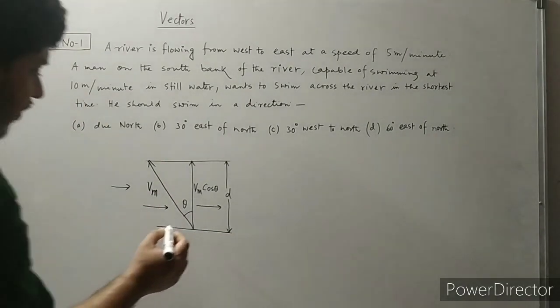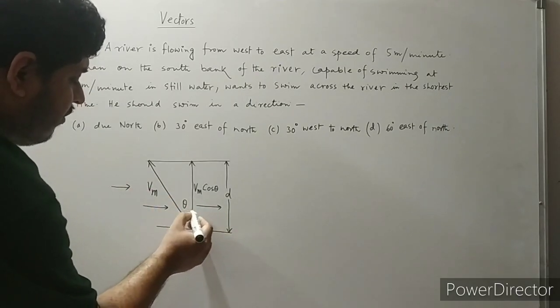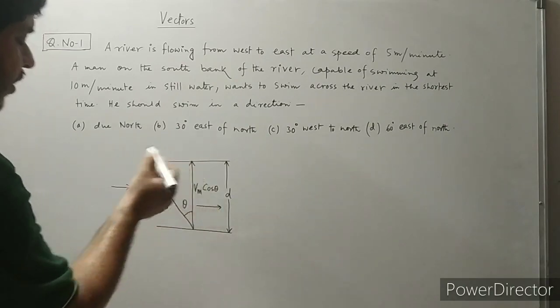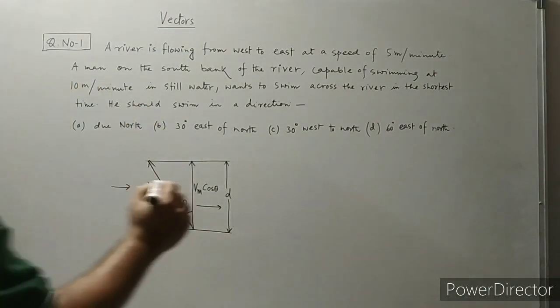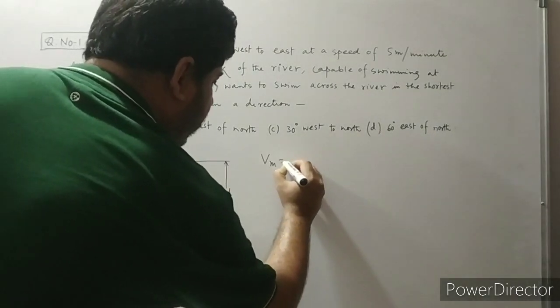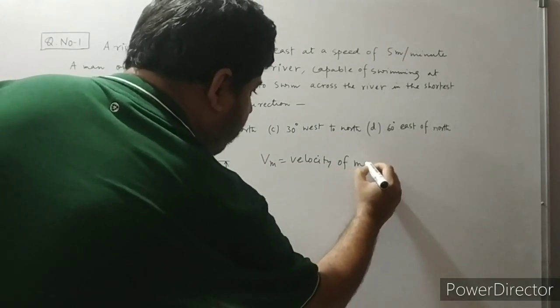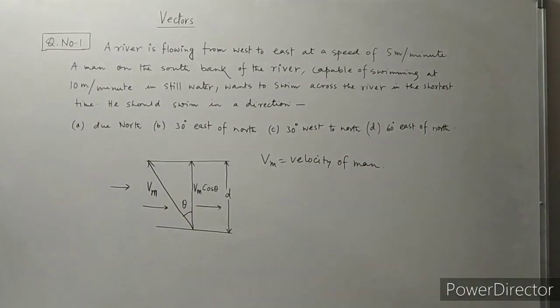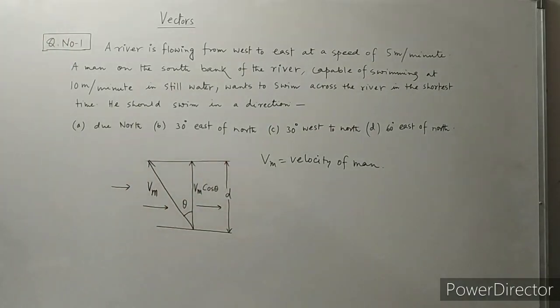Fine. And the direction of the man who is swimming across the river is this. If the angle between the direction of the man and the direction of the water is theta, then that component will become Vm cos theta, where Vm is the velocity of man. Fine. And small d is the width of the river.